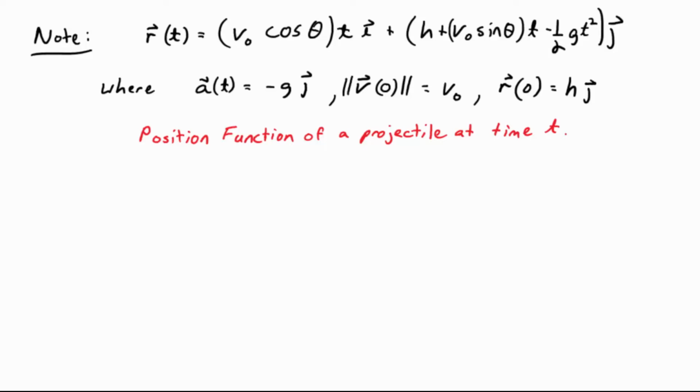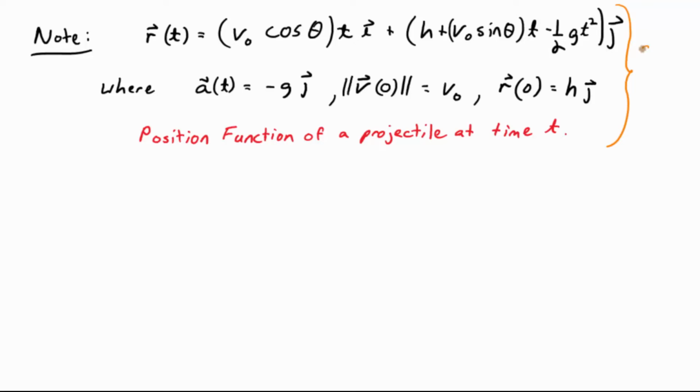So R of t, in general, the I component, or x of t, is going to be v naught, the initial velocity, times the cosine of the initial firing angle, times t, and then the j component, or y of t, will be the initial height plus v naught sine theta t minus 1/2 g t squared. Okay, what are the possibilities for g here?